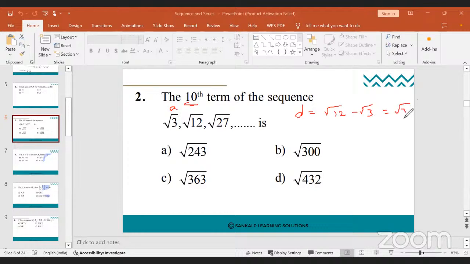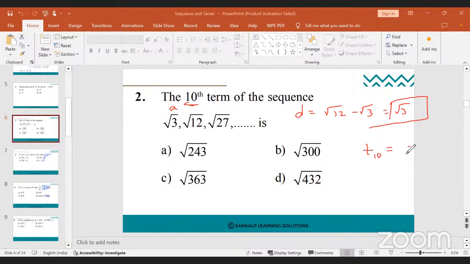So it is nothing but root 3 is the answer for this. Okay. So now try to get the answer. T10 is equal to what? Common difference is root 3. T10 is what? Quick. Use the general term, 10th term.